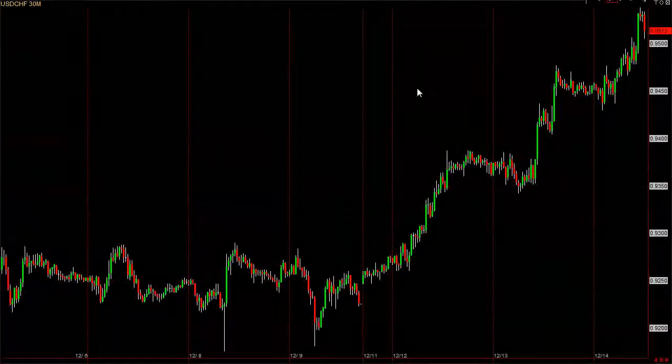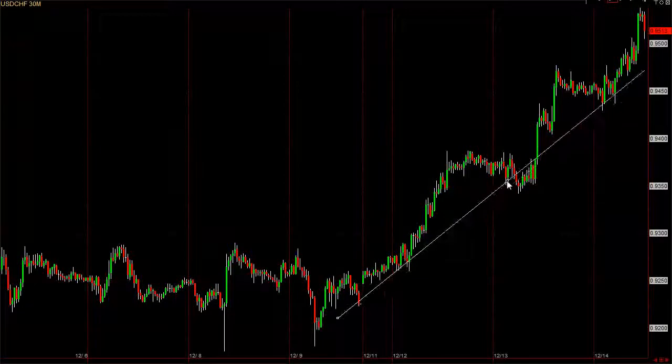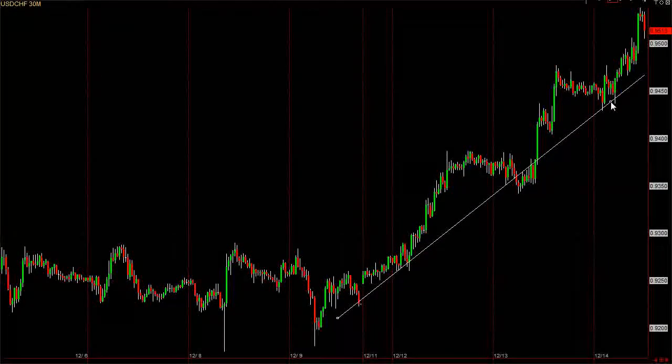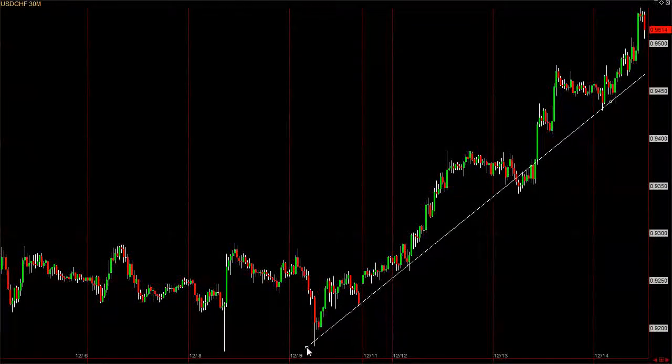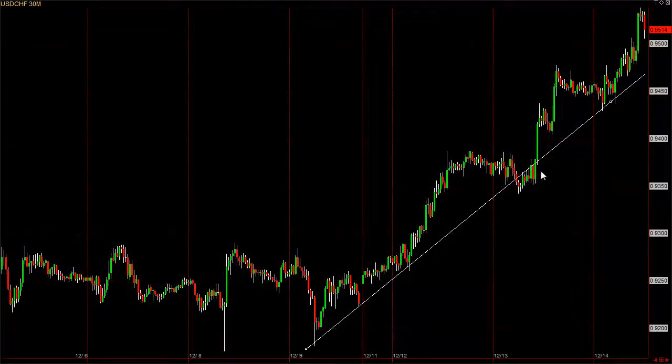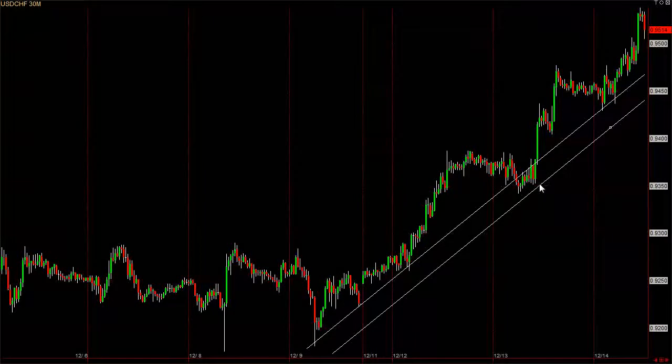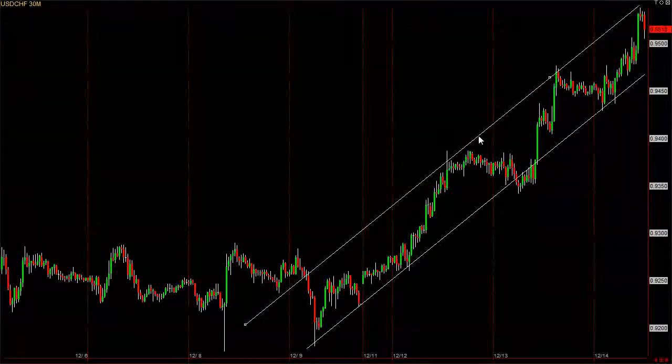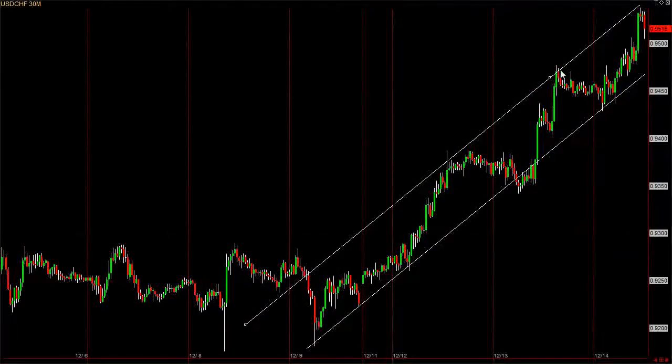Control R brings up the ray. Draw your trend line on here. And again, I want to have as many places get hit as possible. Here's the low. These areas are getting hit. It slightly went through it here. It hit it here. And then you right click on it and hit duplicate. And you can drag it up here to this level here. And you can see it came within a few pips of it.